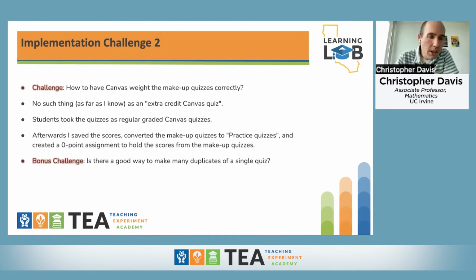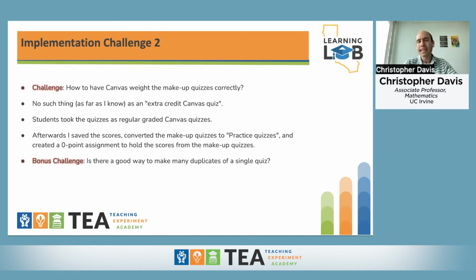Challenge 2, that I think shows up in a lot of different contexts, is when the students take the makeup quiz, I didn't want them to be penalized for taking that. So I needed some way for the makeup quiz to count as sort of an extra credit quiz. So if they got 0 on the makeup quiz, I didn't want them to lose any points like they would if it was 0 out of 1 total. And my Google searches have convinced me that extra credit Canvas quizzes do not exist.